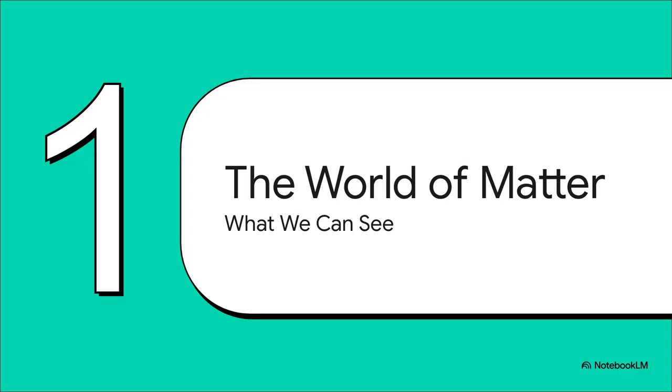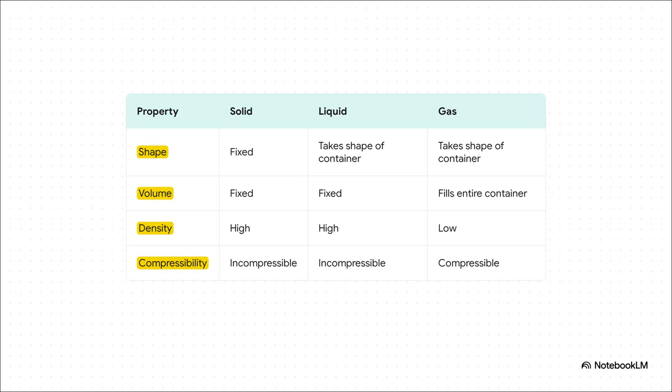Okay, so first things first, let's start with what we can actually see and touch. We sort stuff into categories based on properties we can observe every single day. This table really lays it all out. A solid has a fixed shape and a fixed volume. A liquid, though, is a little more go with the flow. It'll take the shape of whatever you pour it into, but it keeps the same volume.